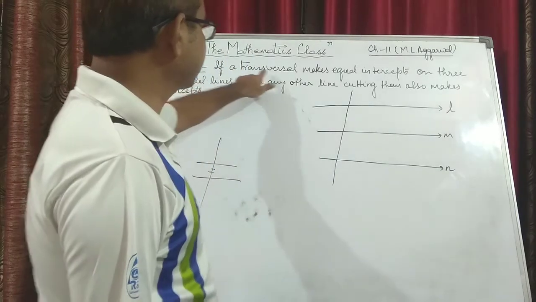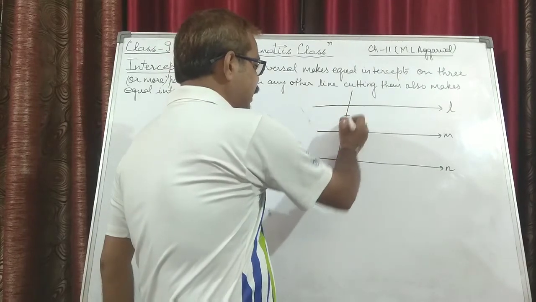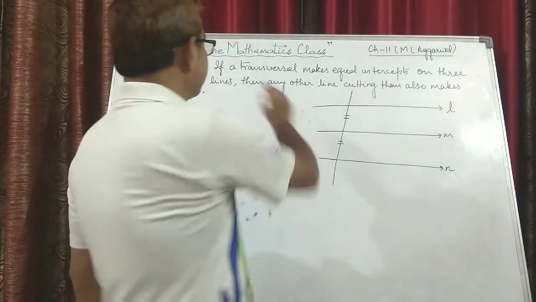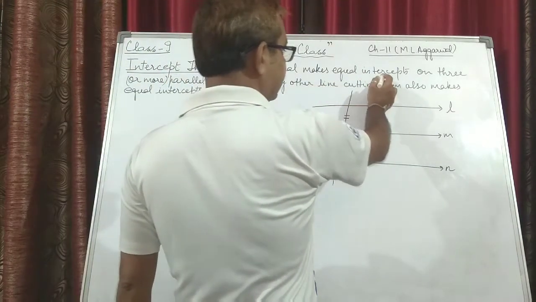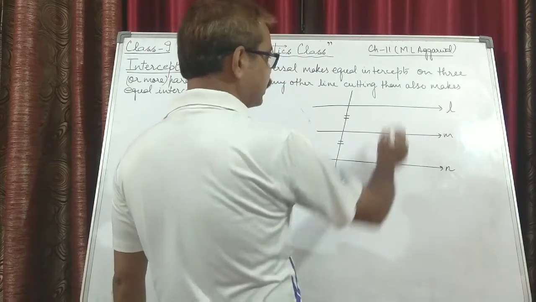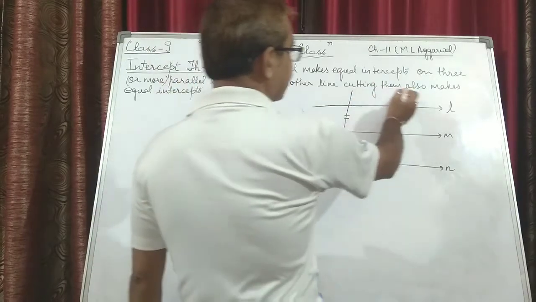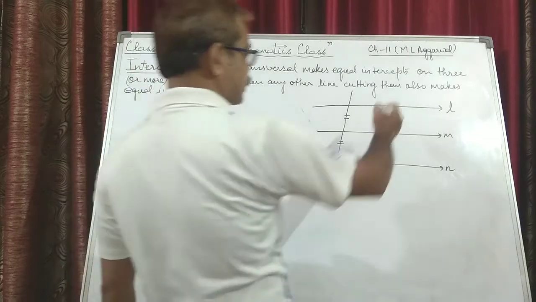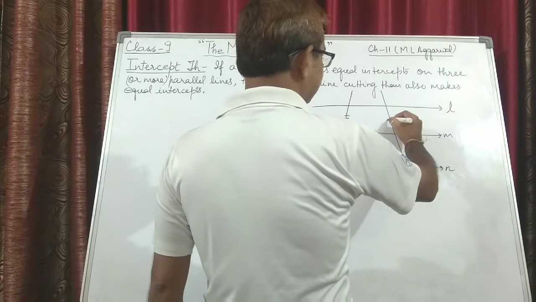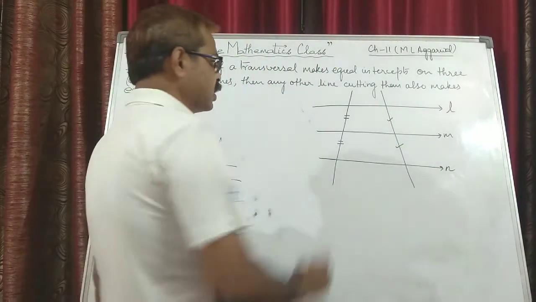Now what do they say? If a transversal makes equal intercepts, means these 2 segments are equal to each other. If a transversal makes equal intercepts on 3 or more parallel lines, more parallel lines can be there, but I am taking only 3, then any other line cutting them also makes equal intercepts. If I draw one more transversal, then we have to prove that this and this are equal. I hope you have understood the question.